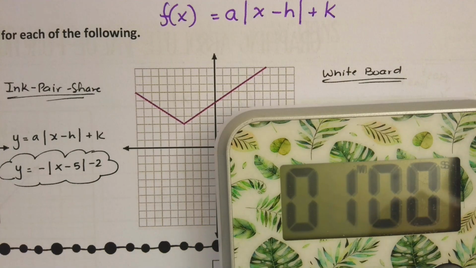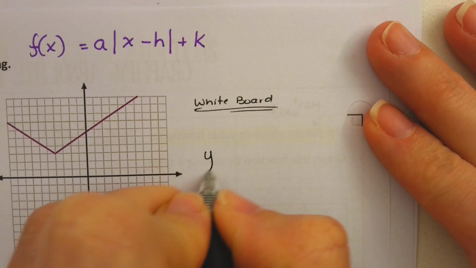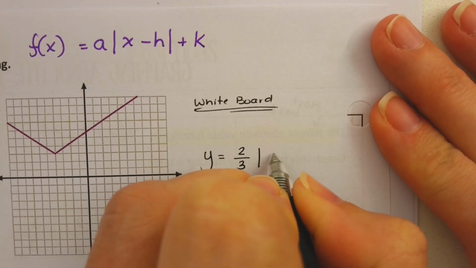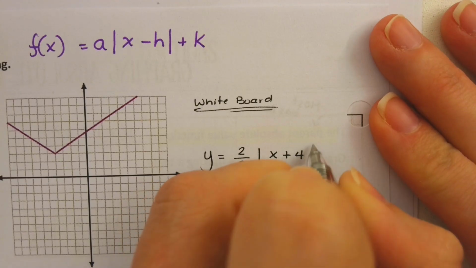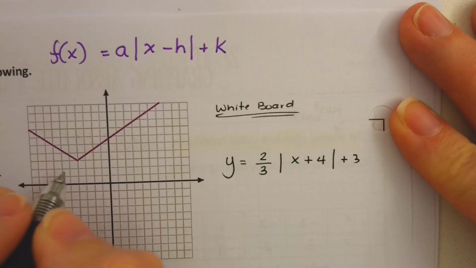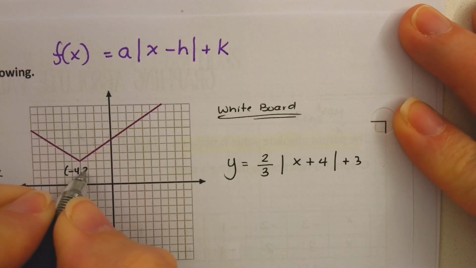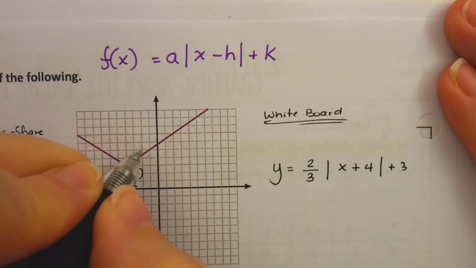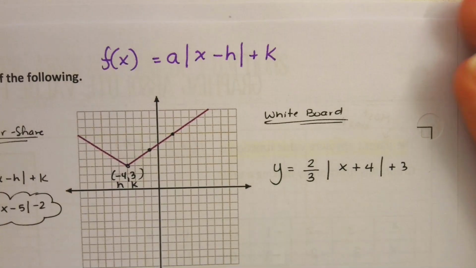Very good. 2/3 was the A value. Inside the bars should say x plus 4. Outside the bars should say plus 3. Perfect job, guys. Y equals 2/3 absolute value of x plus 4 plus 3, because that vertex was at -4, +3. And then the slope of the right side was up 2, right 3.